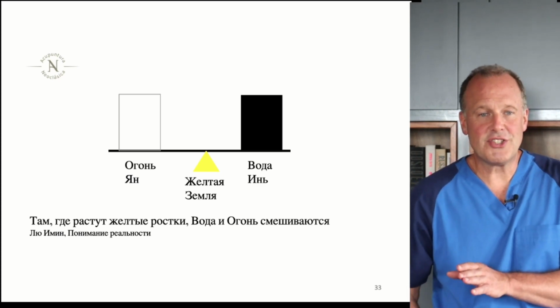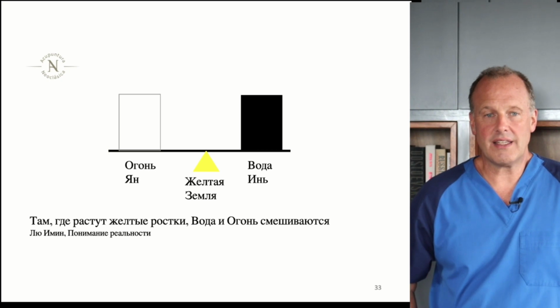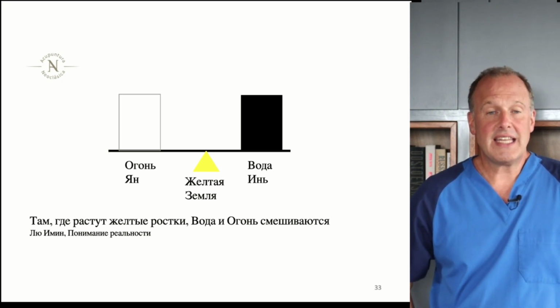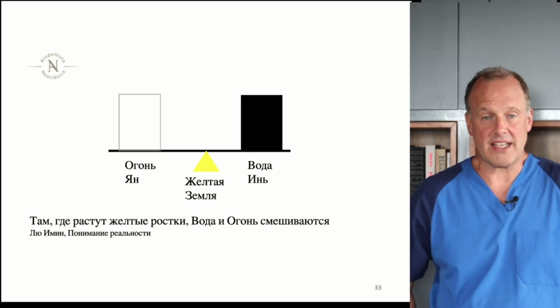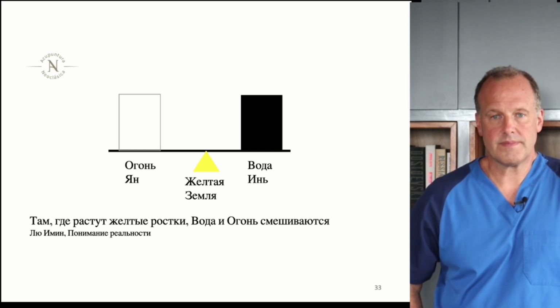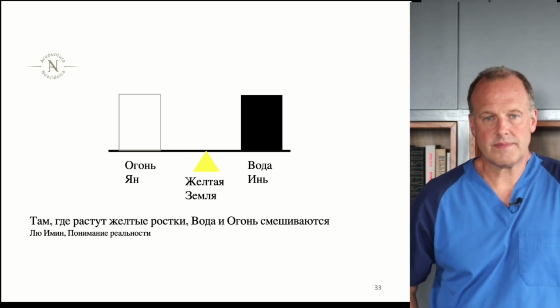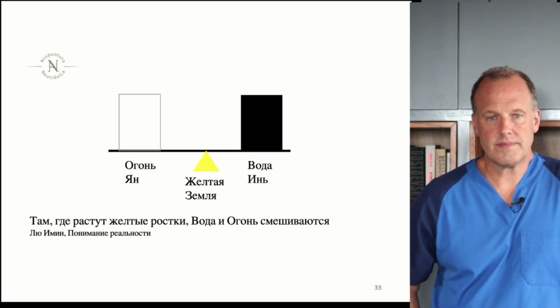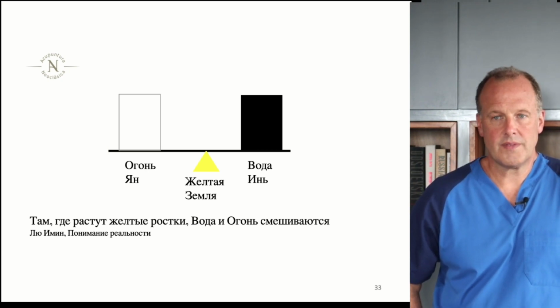And to complete that image, there's a commentator on understanding reality, Liu Yiming, I believe from the 18th century. And he says, this is one of his quotes commenting on the text. И чтобы дополнить эту картину, мы прочитаем цитату Лю Йимина, комментатора понимания реальности, который жил в XVIII веке. Он сказал следующее. Там, где растут желтые ростки, вода и огонь смешиваются.